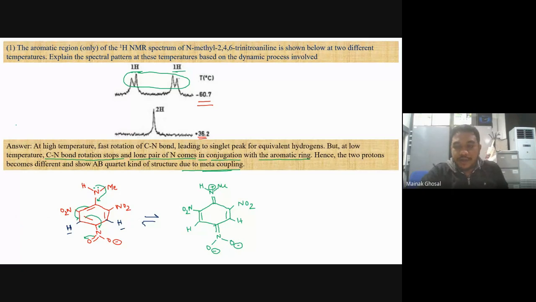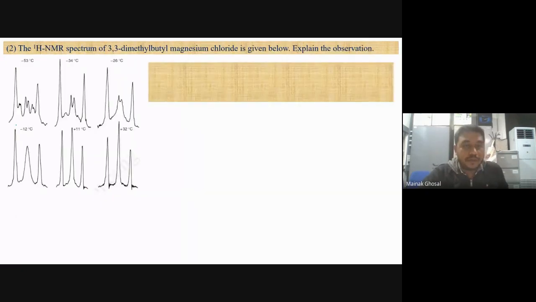Okay, so going to the next question. I think this question was not in the assignment, I have given it now. The 1H NMR spectrum of 3,3-dimethyl butyl magnesium chloride is given below. You have to explain the observation. The same thing, you don't need to give the chemical shift values. You just need to explain the pattern, or what kind of phenomenon is happening in this case.